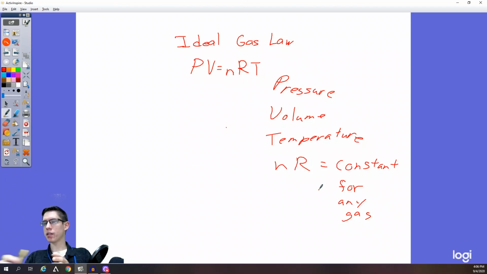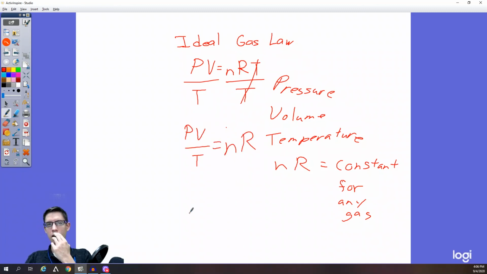Well, then after doing some thinking and some manipulation, they realized, hey, what if I divided temperature on both sides of this equation? Now I've got PV over T equals NR. Hey, NR is always the same. Now I can make another equation.